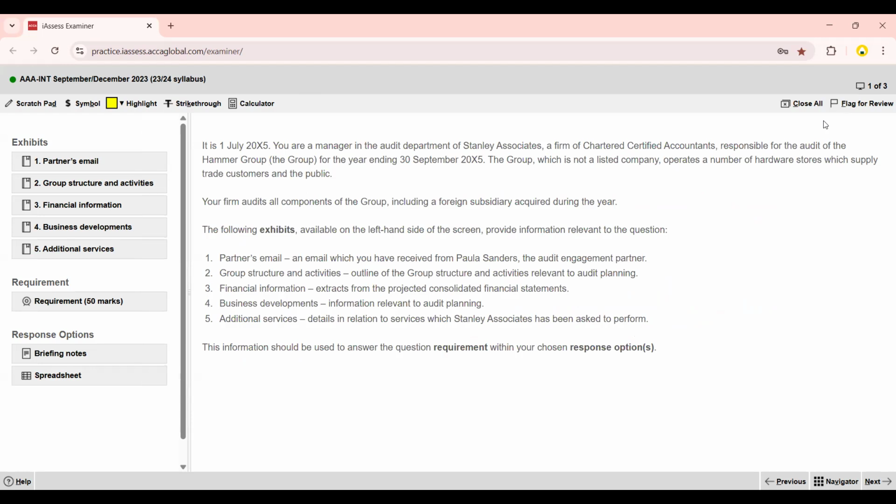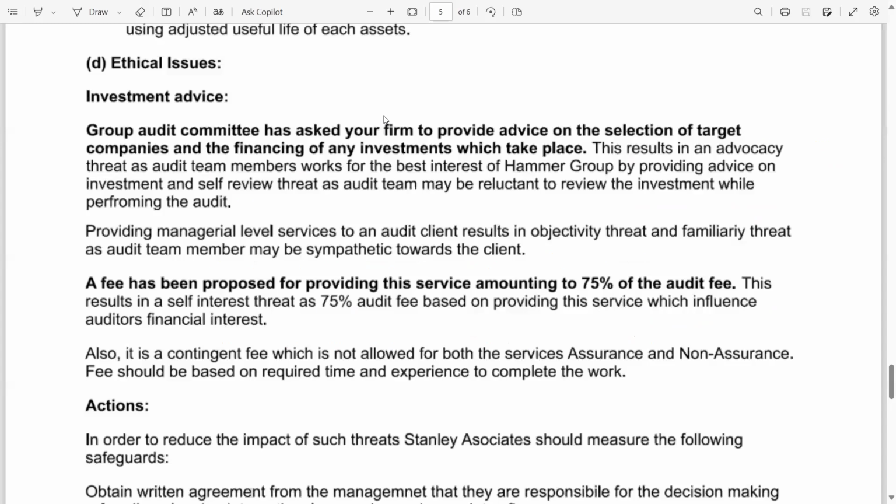Let's move to the answer slide. The group audit committee has asked your firm to provide advice on the selection of target companies and the financing of any investment which takes place. This results in an advocacy threat, as audit team members work in the best interest of Amber Group by providing advice on investment, and a self-review threat, as the audit team may be reluctant to review the investment while performing the audit. Providing managerial level services to an audit client results in an objectivity threat and familiarity threat, as audit team members may be sympathetic towards the client.